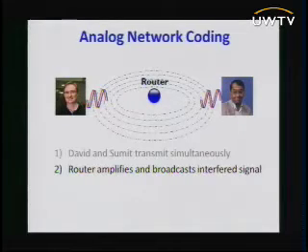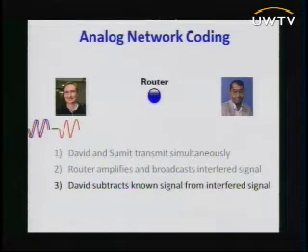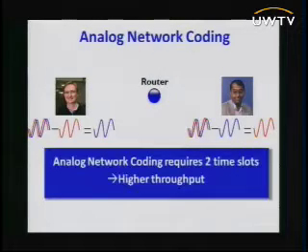Now remember, David already has the packet he sent earlier. He can transform it into its signal representation, subtract it, and get back Sumit's signal. And then he can use standard decoding methods to get back Sumit's packet. And similarly, Sumit can repeat the same process and get back David's packet. So in total, now we needed only 2 time slots to get these 2 packets across, leading to even higher throughput.